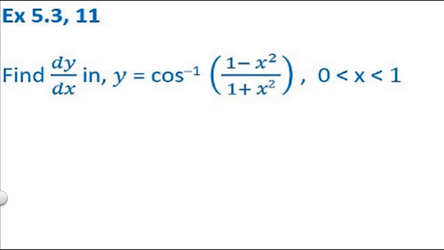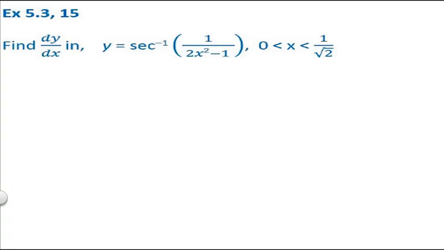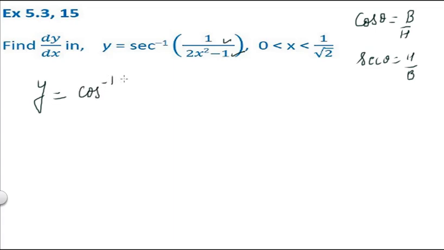So now let's see the last question, which is here. In this question, they are giving us y equal to secant inverse of 1 upon 2x square minus 1. Now it is secant inverse. So what is cos theta? It is base upon hypotenuse, and what is secant? It is hypotenuse upon base. So actually here hypotenuse upon base is given. When we change it, in inverse also this happens. So we can write it as cos inverse of 2x square minus 1.